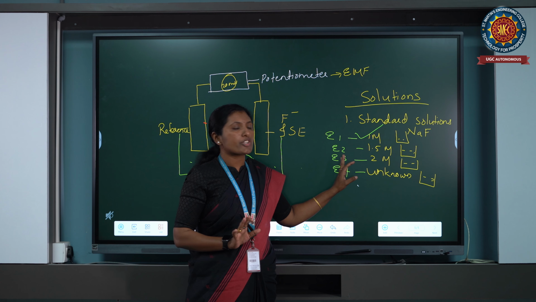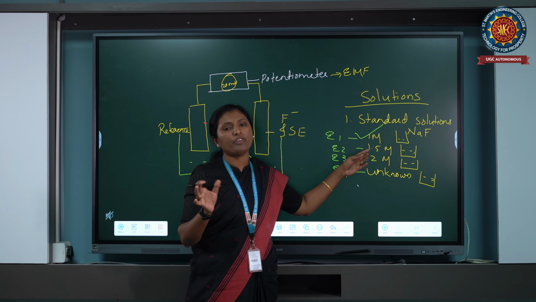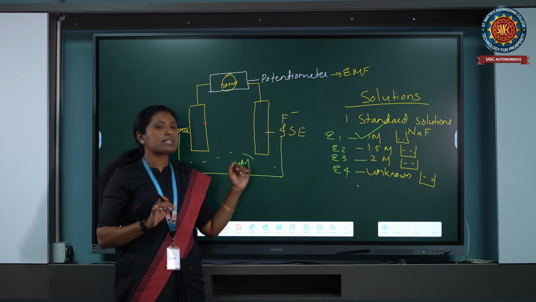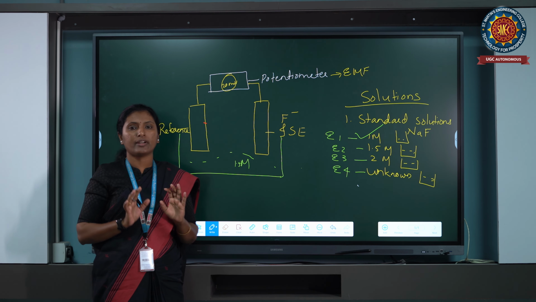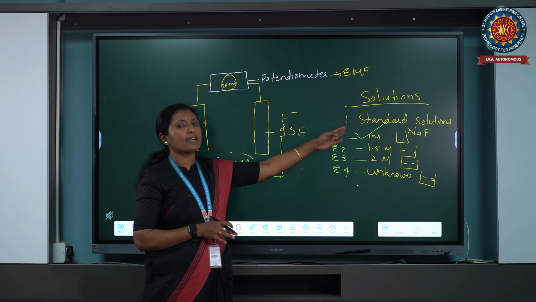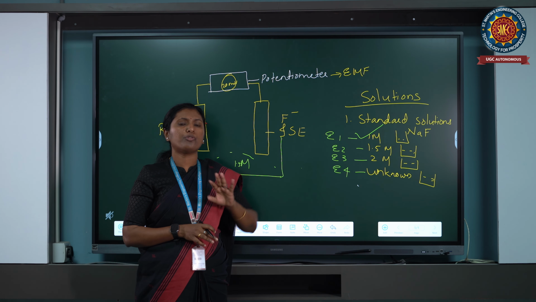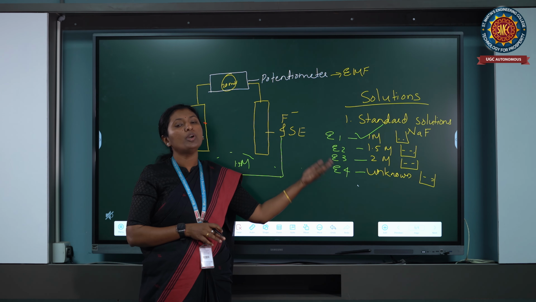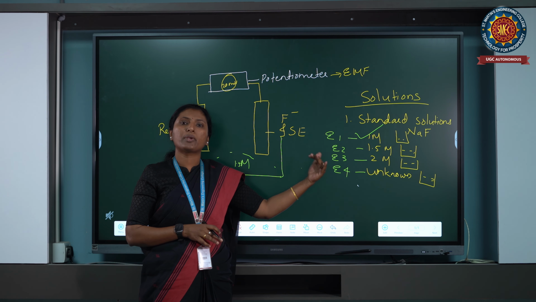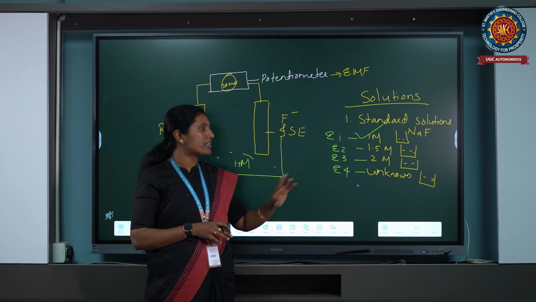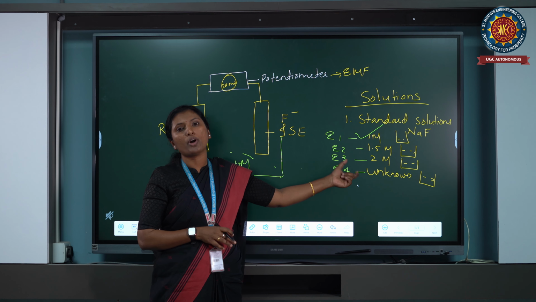There is no compulsion that you have to take 1, 1.5, 2, etc. Why? Because some areas have high fluorine content, so then you prepare standards like 1, 1.5 molar. But some areas have very low fluorine content, so at that time you can go for 0.1, 0.12, like that. There is no compulsion that only 1, 1.5 you have to take.